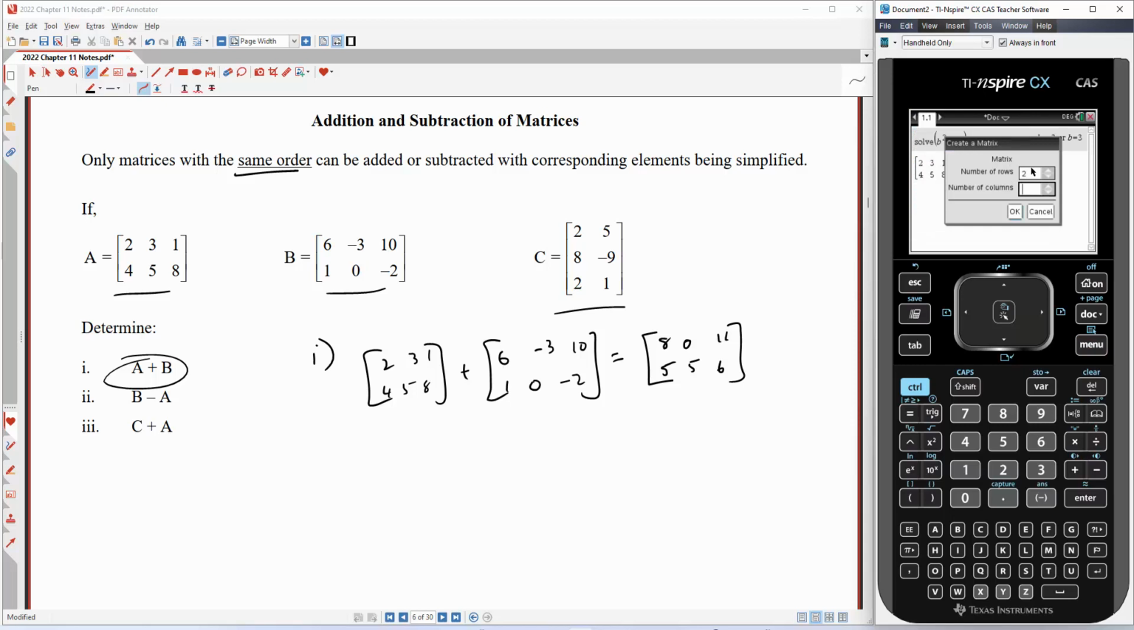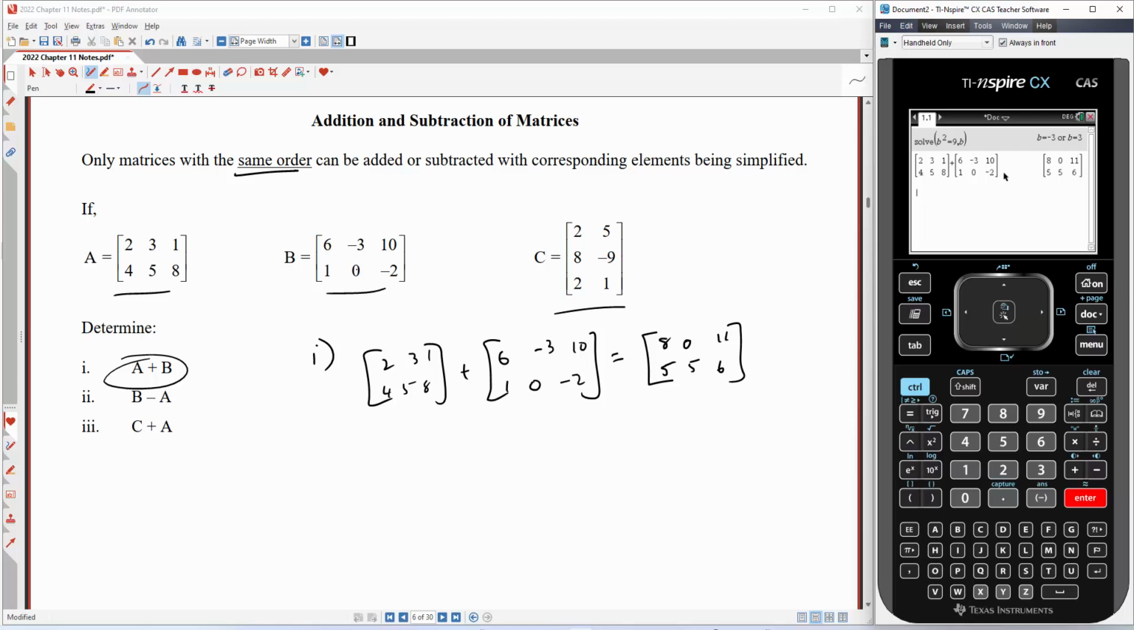Another 2 by 3. And we got what? 6, -3, and 10. 1, 0, -2. And did we get that right? Yes, we did. All right, so you can use the calculator to do it, although you've seen how long that just took me. It's just much easier if you can do it by hand.